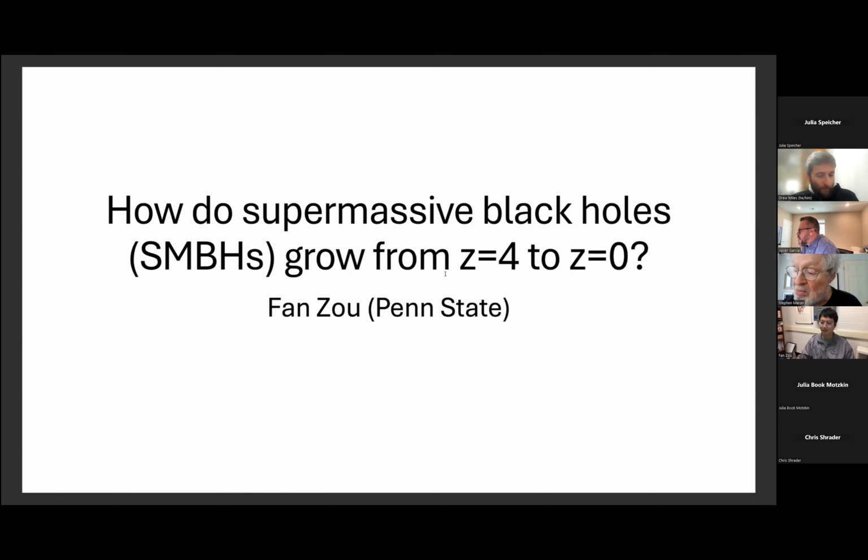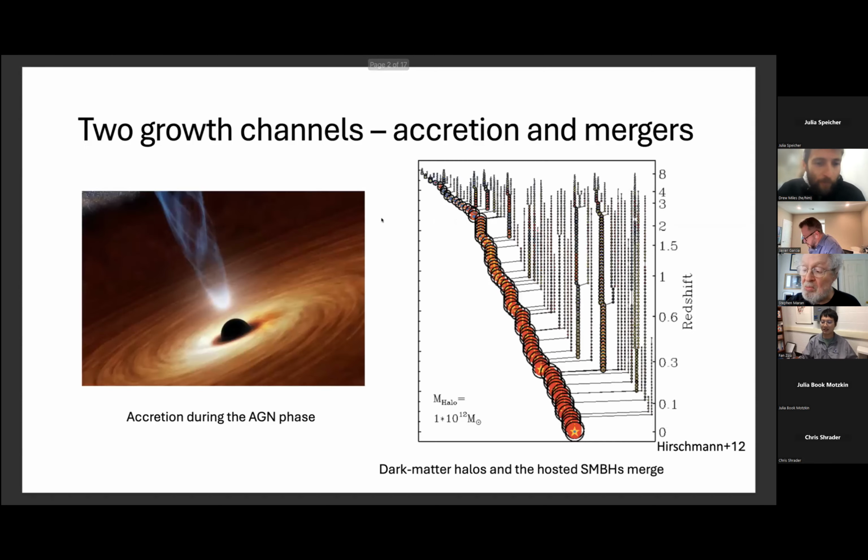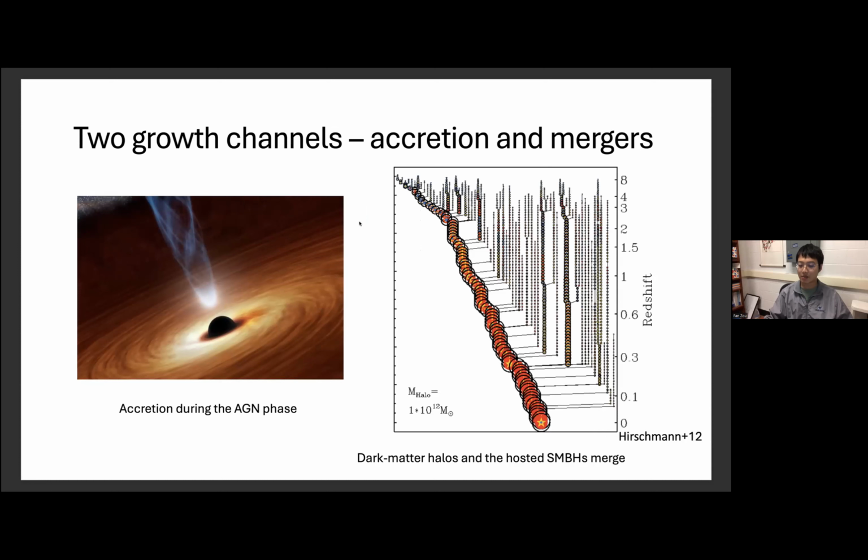Yeah, great. Thank you for the introduction. So today I'm going to talk about how supermassive black holes grow from redshift 4 to redshift 0. It's a broad topic, and we know that there are two basic growth channels for supermassive black holes. One is accretion, where supermassive black holes connect with the surrounding gas and shine out as so-called active galactic nuclei. And the other channel is mergers, where two supermassive black holes can merge into a single, more massive one, following the dark matter halo and host galaxy mergers. So to gain a holistic understanding of supermassive black hole growth, we need to understand both channels.